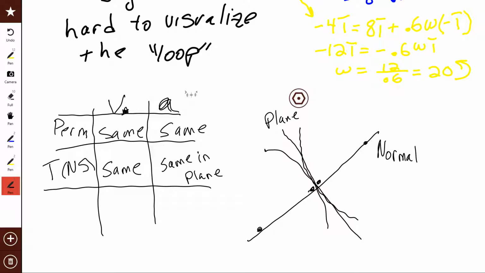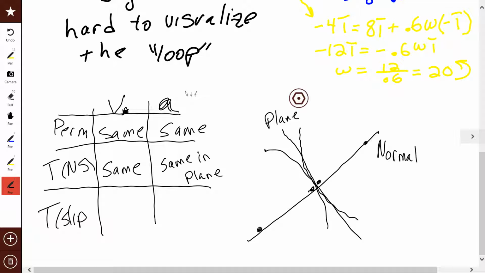Okay, what about temporary contact with slip? We haven't seen that yet. Can you tell me anything about the velocities? Same in what direction? In the normal.